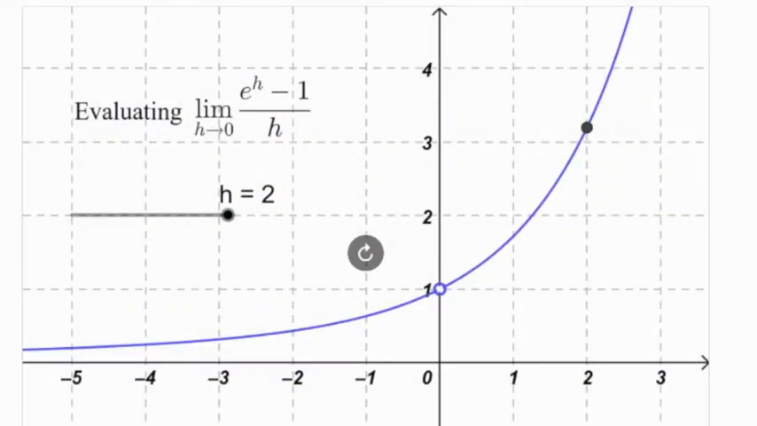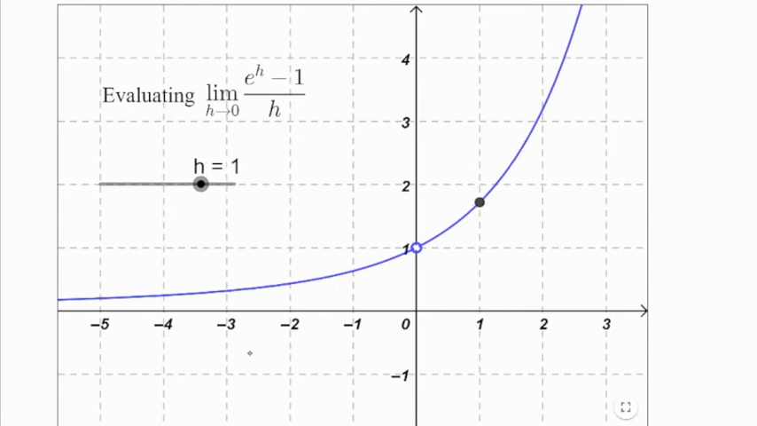So we see that we have e to the h minus 1 over h, and right now h is at 2, and that puts us at this point you see here, just above 3. And if I take the slider and move it, we see that as we move towards 0, we are approaching 1. When we get to 0, the point disappears because there is a hole there.